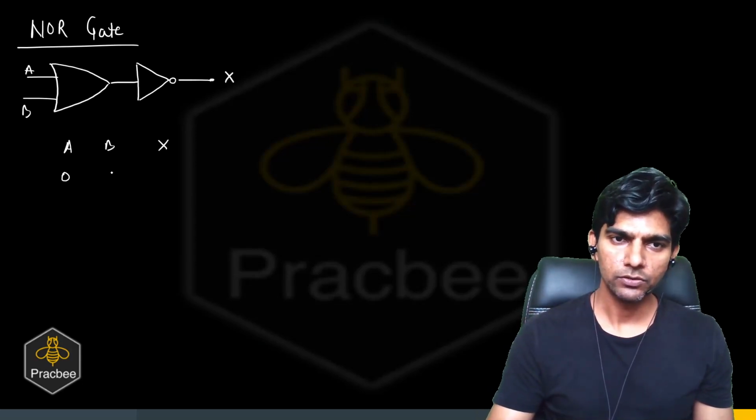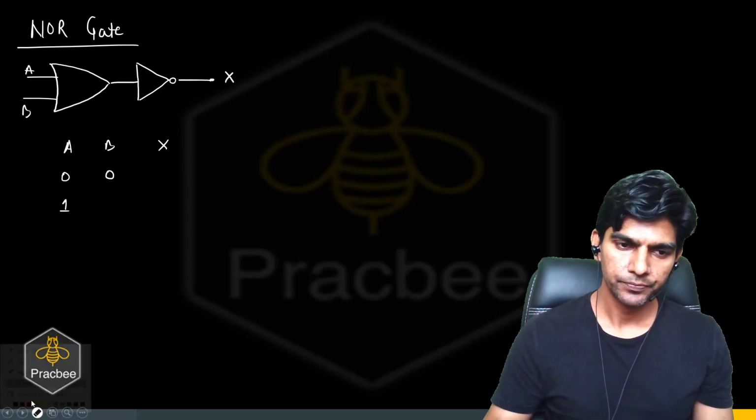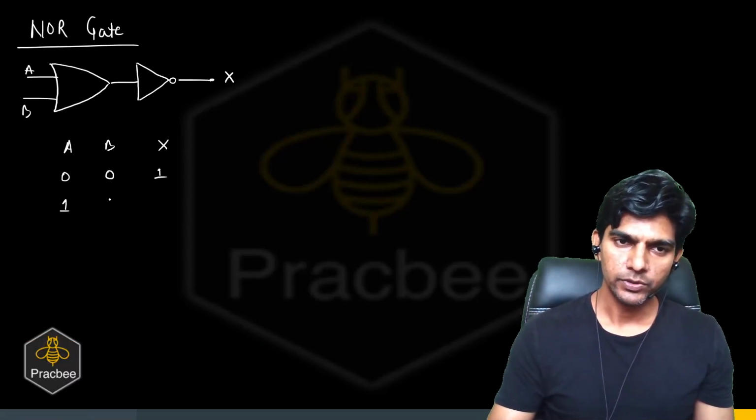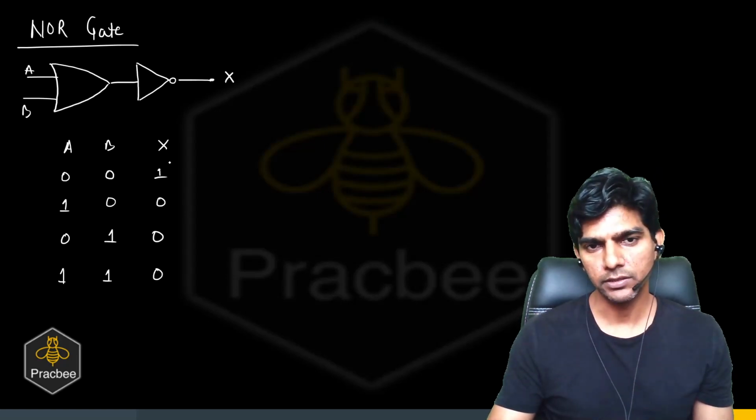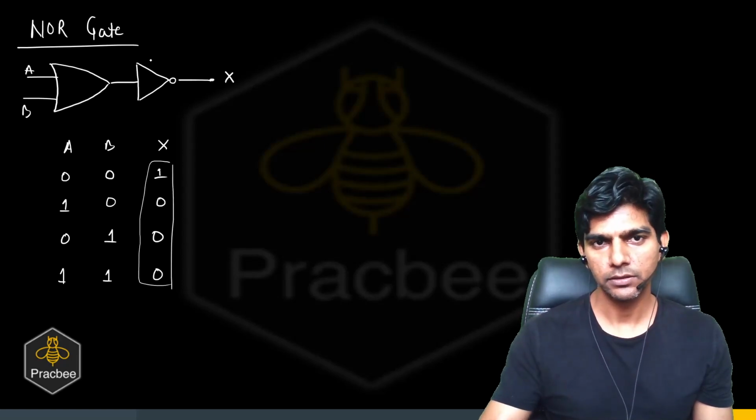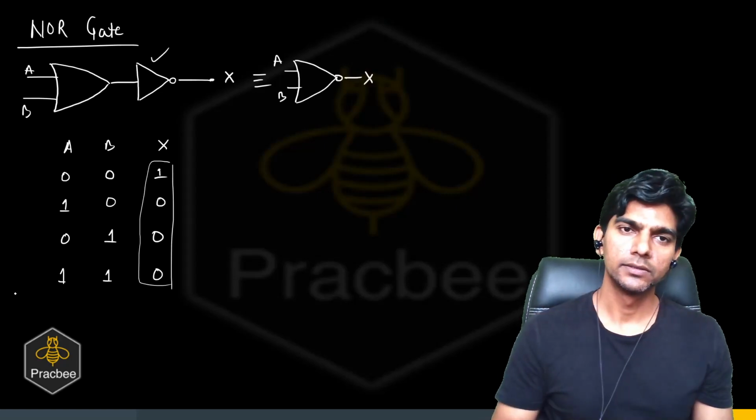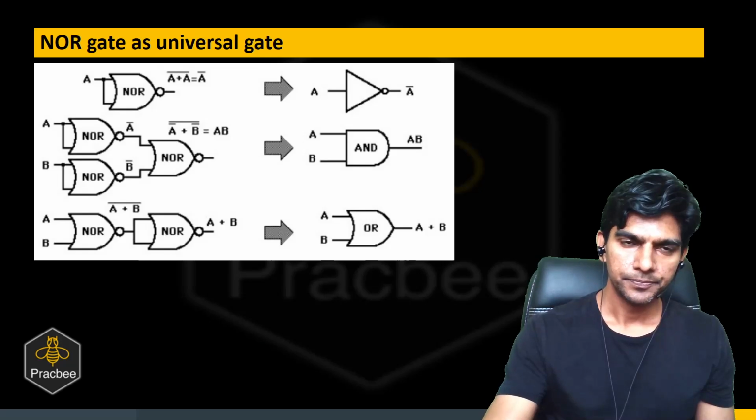So if A is 0, B is 0, we will get 1. If A is 1, B is 0, we will get 0. If A is 0, B is 1, we'll get 0. If A is 1, B is 1, we'll get 0. So can you see the signals have been inverted by this NOT gate? And we can also show this gate with an OR gate with a circle. A, B, and X.